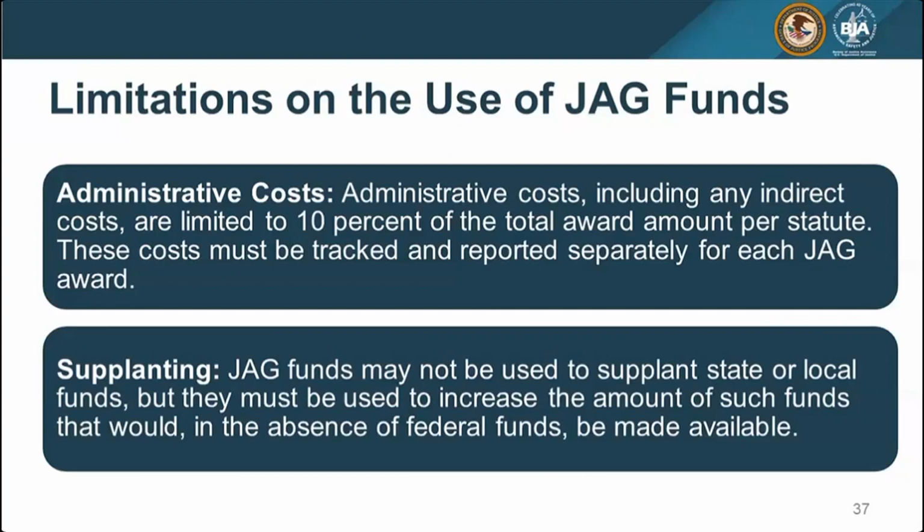So if you have an indirect cost rate that says, oh, we can use 25% of our award for administrative purposes, you still can only use 10%. And that's just as regulated by the statute. So just be aware of that. And also supplanting, and I think this is just anywhere in any grant, supplanting is just unallowable.